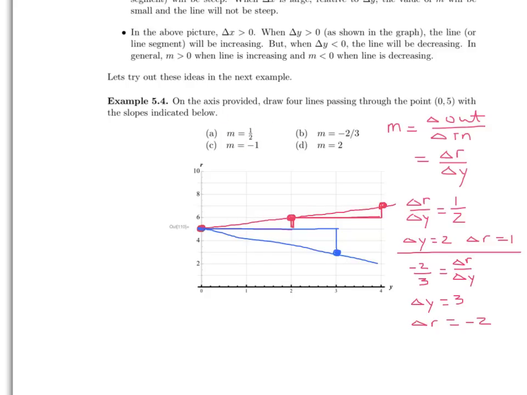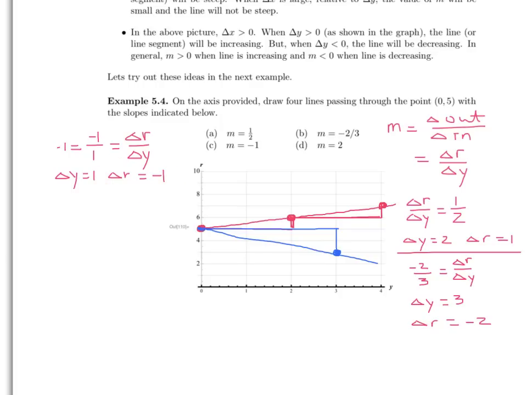Now let's look at part C. In part C, the slope is -1. The first thing I'm going to do is take this -1 and rewrite it as a fraction. We can rewrite it as -1/1. So this is our change in r over change in y. So we can see here that the change in y is 1 and the change in r is -1. What this tells me is that whenever y increases by 1, r has to drop by 1 unit.